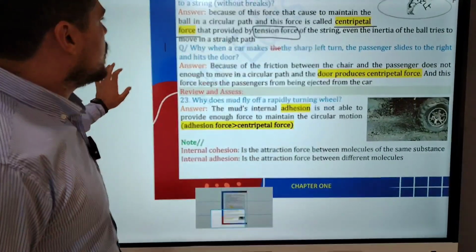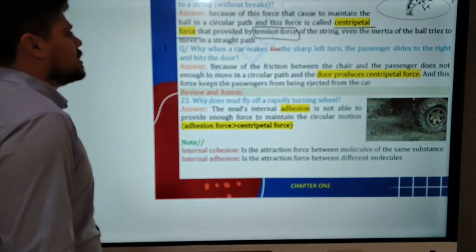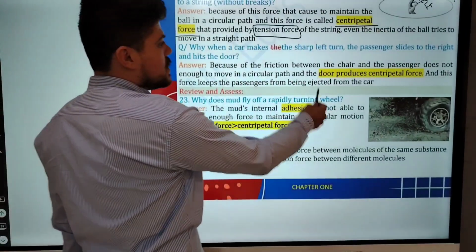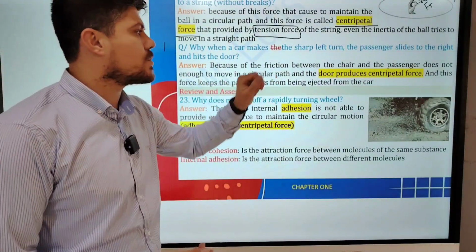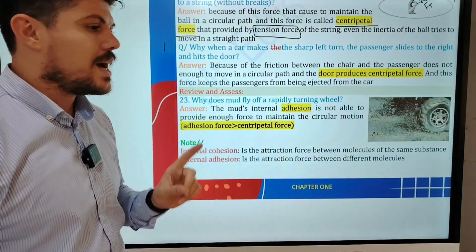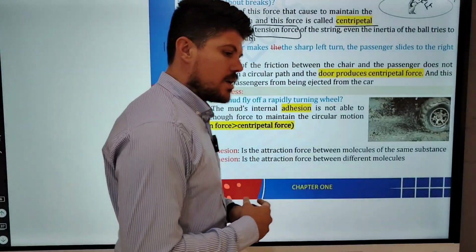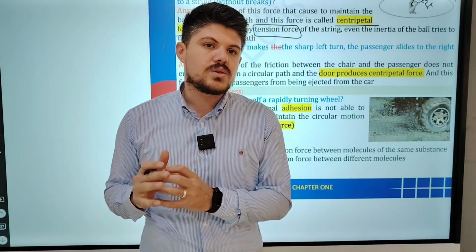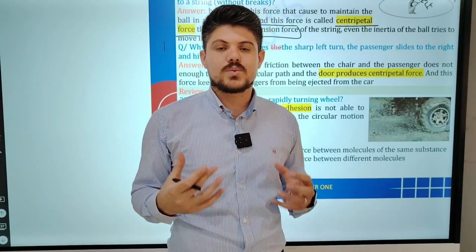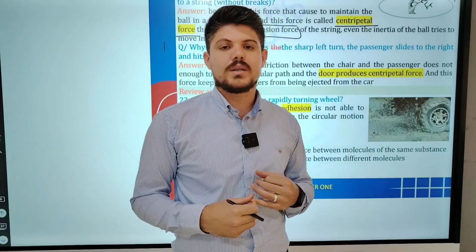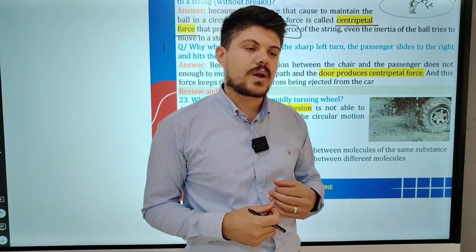So why, when a car makes a sharp left turn, does the passenger slide to the right and hit the door? Because the friction between the chair and the passenger is not enough to move in a circular path, and in that case the door produces the centripetal force. Why? Because the door doesn't let you fly off or eject from the car. So that is why the door provides the centripetal force when you make a sharp left turn. Okay.